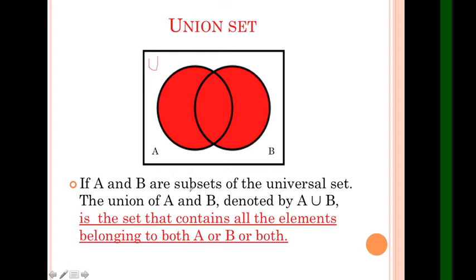Okay? Tapos, the union of A and B denoted by A union B. So ito yung symbol ng union, yung parang letter U, is a set that contains all the elements belonging to A and B or both. So, lahat ng elements na nandito, kapag pinagsama natin ang elements ni A at ang elements ni B, ang tawag doon ay union of set. Okay? So, union of set ang tawag doon.